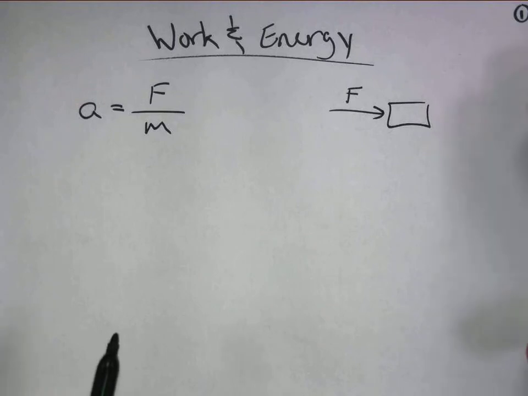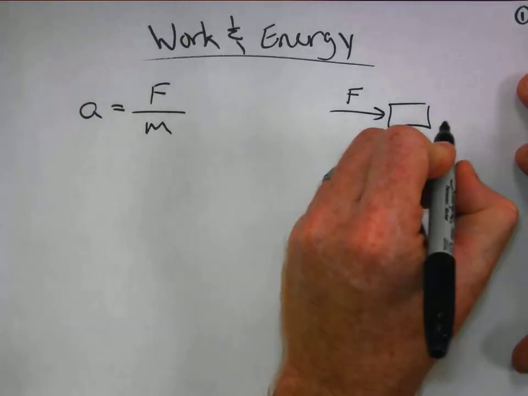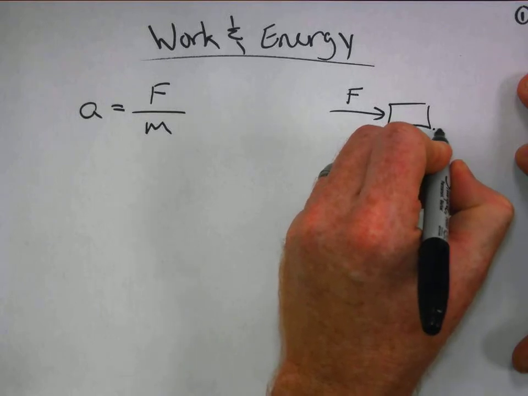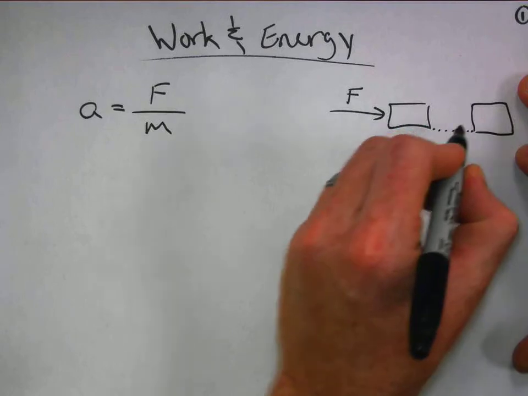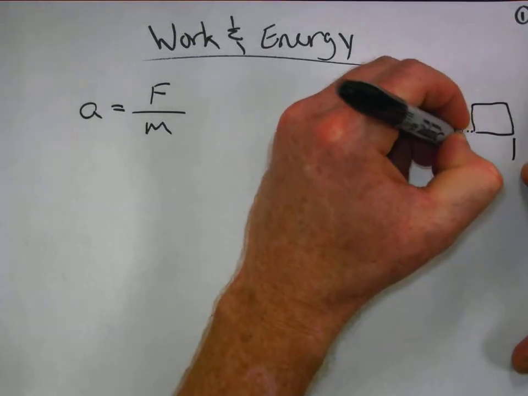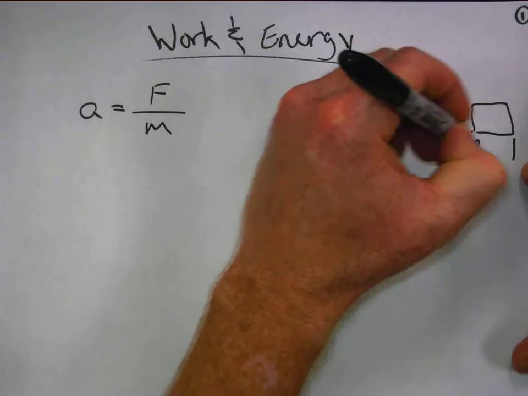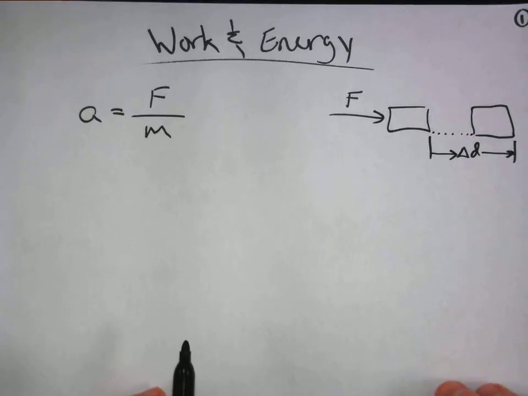As the object accelerates, though, it's going to be moving through a distance. So the force is going to push, and we have this motion, and the object may end up in a new location. There will have been some distance traveled, and usually we do a delta d for that. It is from there to there. And that's fine.